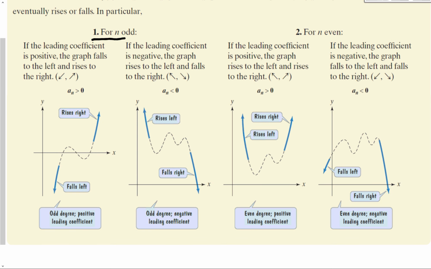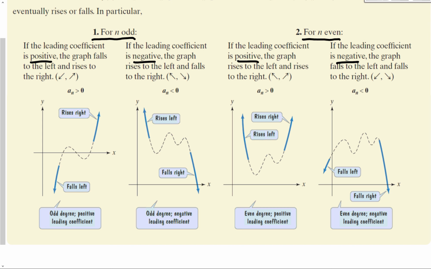When n is, we sort of have four things. We look at the exponent and we see whether it's even or odd. Okay, we look at the leading coefficient and see if it's positive or negative, depending on what the exponent is, even or odd. Now we can tell what's going on. So if the exponent is odd, that means that my graph is going to go in different directions.